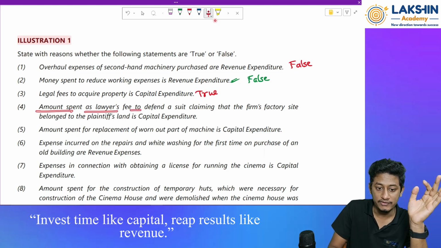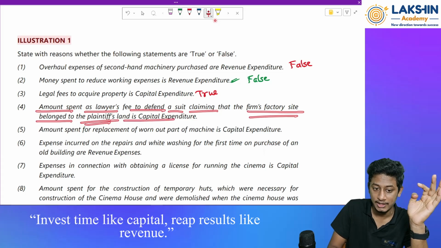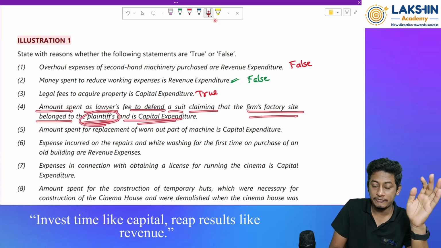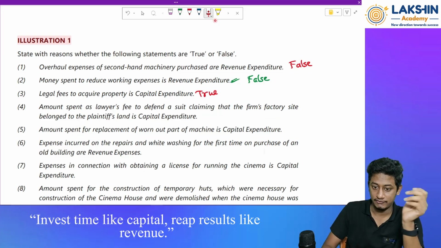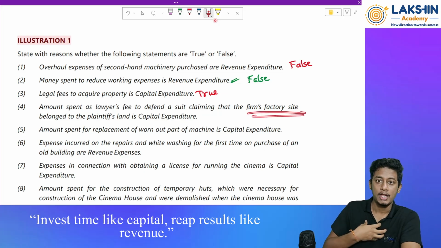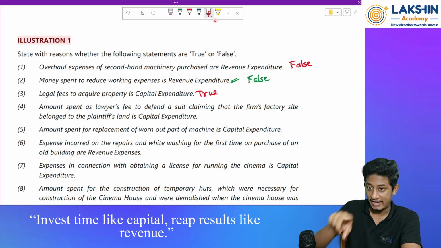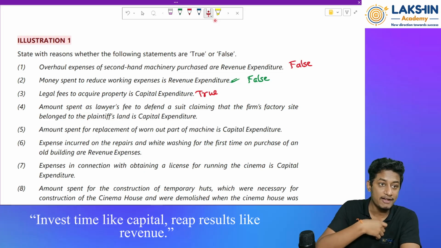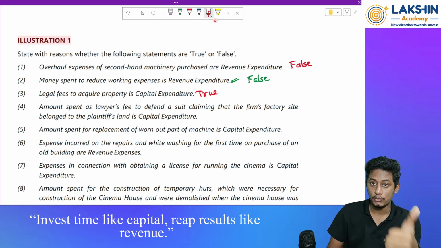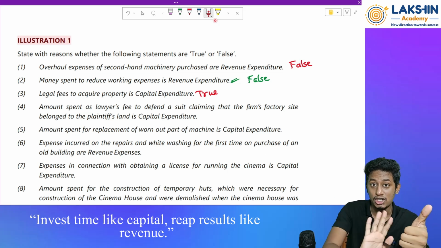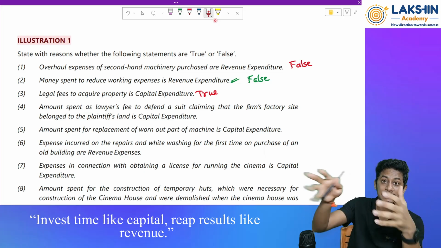Amount spent as lawyer fees to defend a suit claiming that the factory site belonged to the plaintiff. What do you mean by plaintiff? The person who files the case against you. See, we had a factory site. Now someone comes tomorrow and files a case against me saying that the factory land belongs to him. Now I have hired a lawyer and paid him some fees. Is this the cost to acquire the land? No, sir, it's not a cost to acquire the land. This is an expense incurred to maintain the land with me.